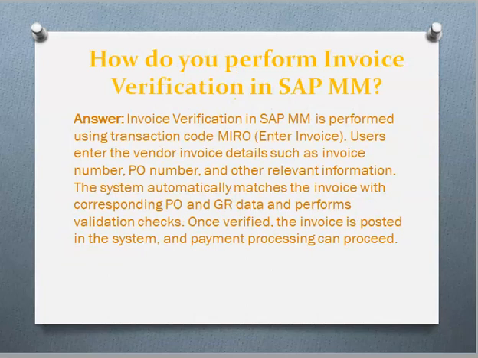How do you perform invoice verification in SAP MM? Answer: Invoice verification in SAP MM is performed using transaction code MIRO. Users enter the vendor's invoice details such as invoice number, PO number, and other relevant information. The system automatically matches the invoice with corresponding PO and GR data and performs validation checks. Once verified, the invoice is posted in the system and payment processing can proceed.